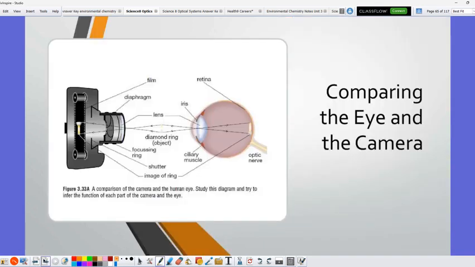And comparing the eye to the camera, it's not in this picture, but there's an aperture, which is the opening, which would be the equivalent of the pupil here. The iris and the diaphragm do the same job. They control how much light comes in. The optic nerve is what carries the information to the brain. There's the retina. There is the film. Okay, and that's where the image falls. And this would be the same object that you're looking at.